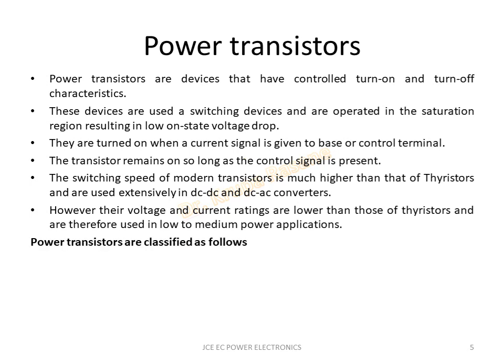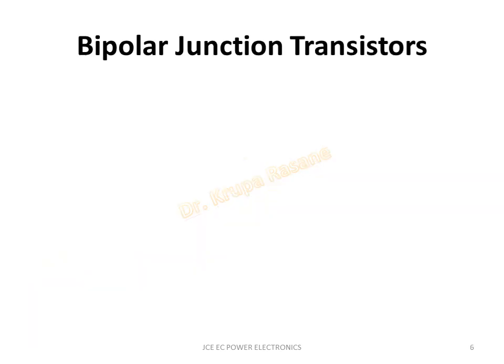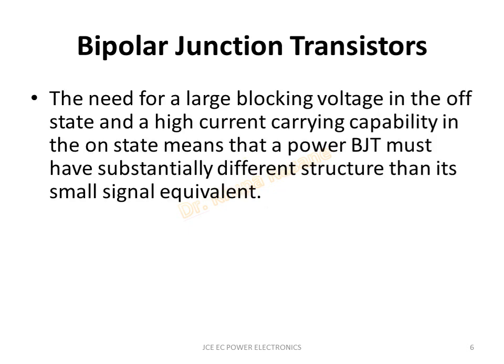So power transistors are classified as follows: bipolar junction transistors, metal oxide semiconductor field effect transistors, MOSFETs, and insulated gate bipolar transistors, IGBT. SIT is also there, but in your syllabus we will be covering these three more in detail. So, bipolar junction transistors.